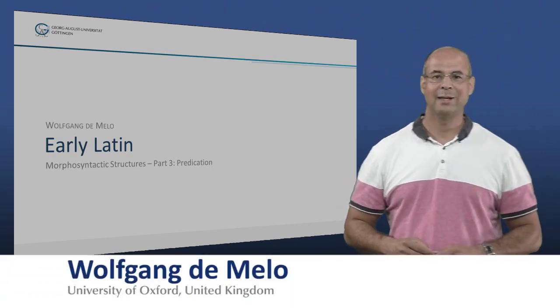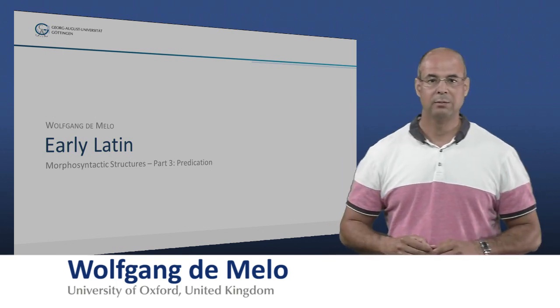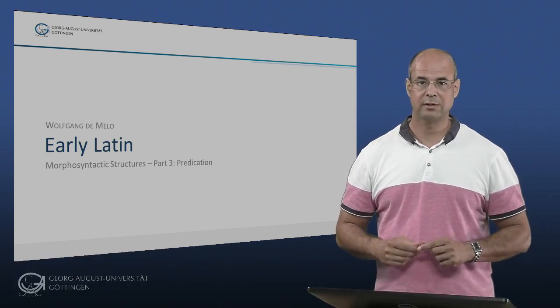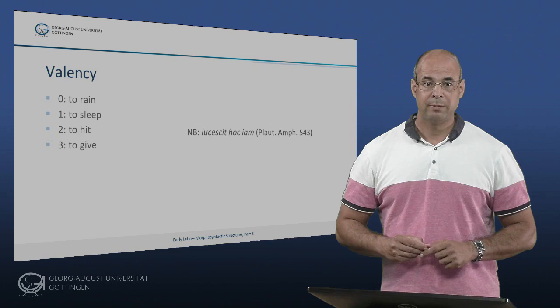Welcome now to predication in early Latin. In our previous talks, we have looked at noun phrases and prepositional phrases. Now it is time to move to verbs. The verb is the central part of a clause.